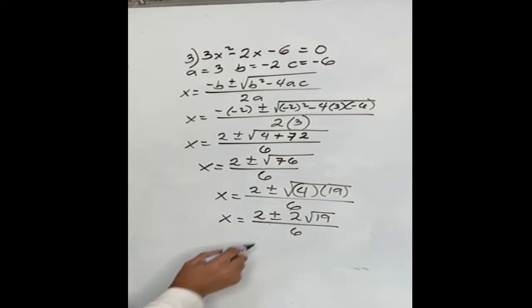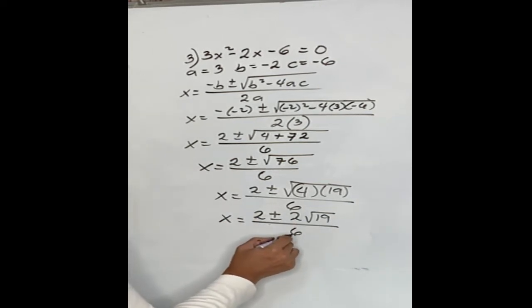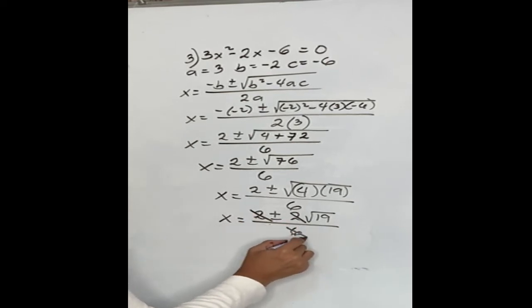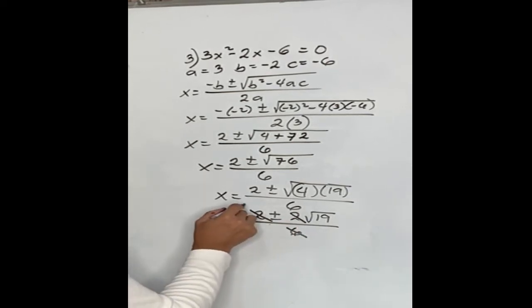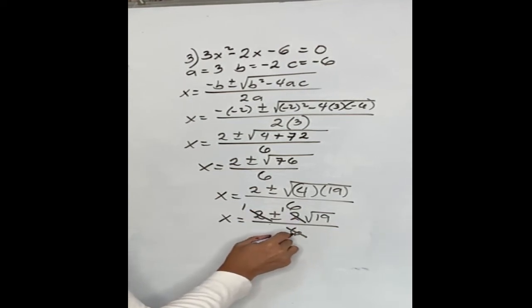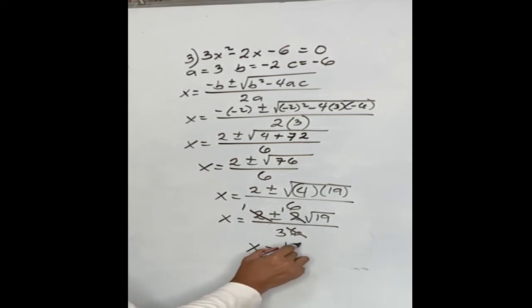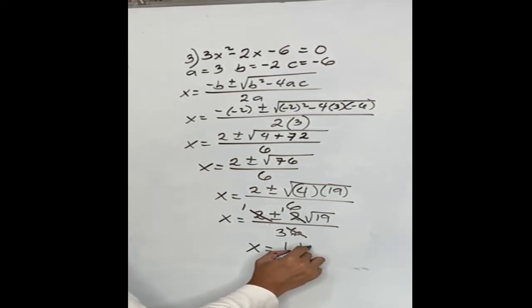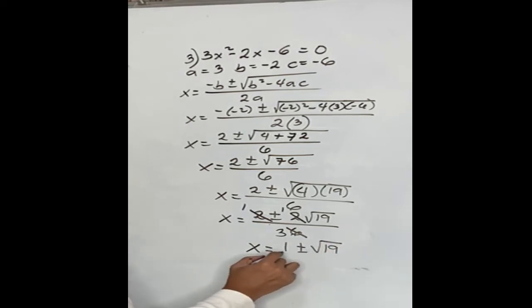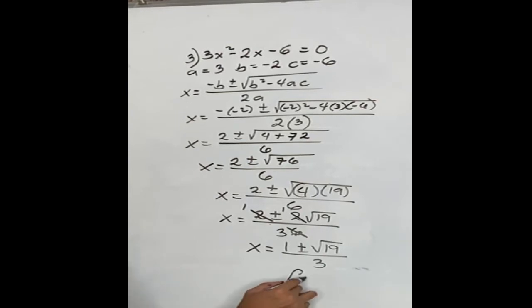There is a common factor between the numerator 2 and the denominator 6. We will divide all by 2. 2 divided by 2 is 1. 2 divided by 2 is 1. 6 divided by 2 is 3. Therefore, our answer will be 1 plus minus square root of 19 all over 3. Therefore, our solution set will be 1 plus minus square root of 19 all over 3.